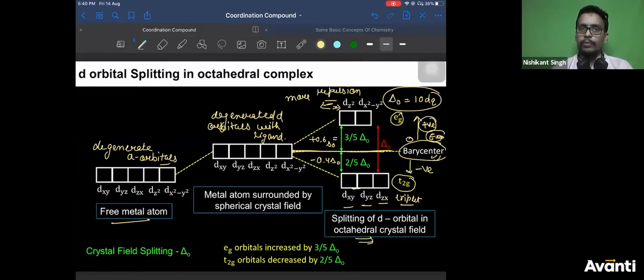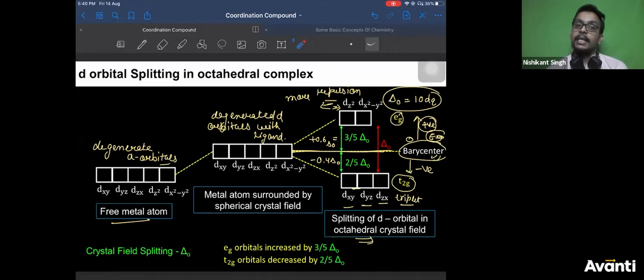Also remember, another unit which we use, delta O is also written as 10 Dq. People also use this. This is another unit of measuring delta O value. Both can be used, don't worry about it. So, one electron filling in EG increases the energy by 0.6 delta O. If you fill one electron in T2G, it decreases the energy by minus 0.4 delta O. Correct? Dq, there is no particular full form for it. I need to check. As far as I remember, there is none. It's a symbol, I guess.